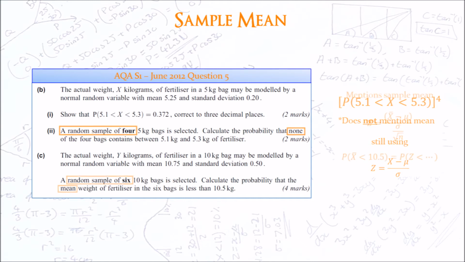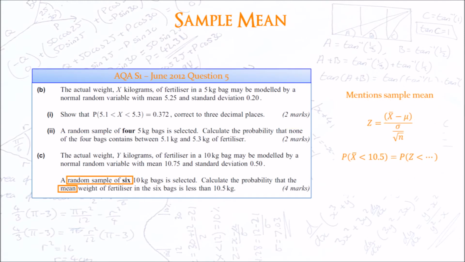Now if we come down to part C, this is where it changes. Now it says a random sample of 6 bags is selected, and it says calculate the probability that the mean weight of the 6 bags. So now we're involving sample mean, and it's this question where we're going to use this new formula. Z is equal to x bar minus mu over sigma over root n.